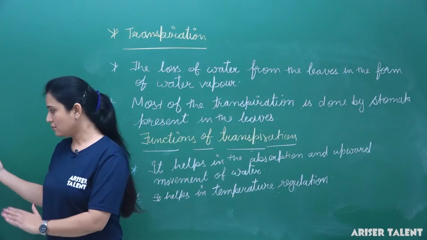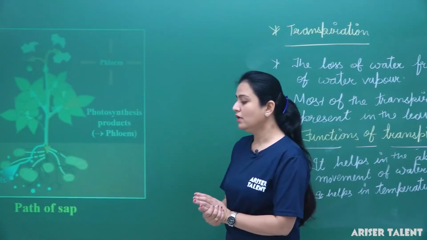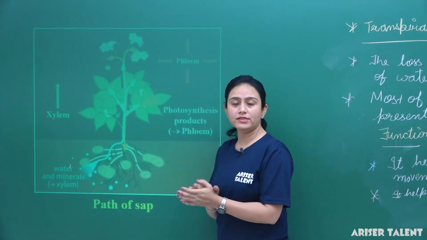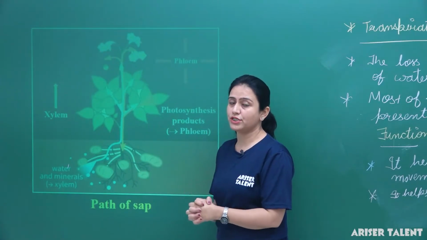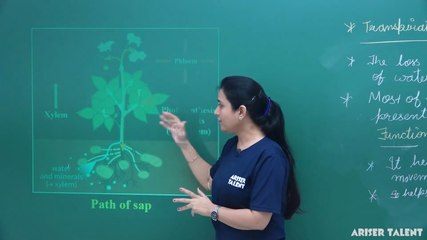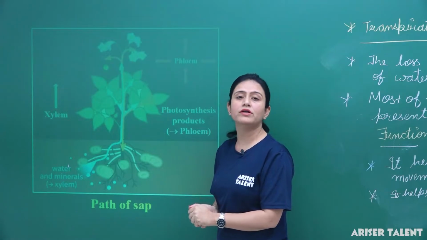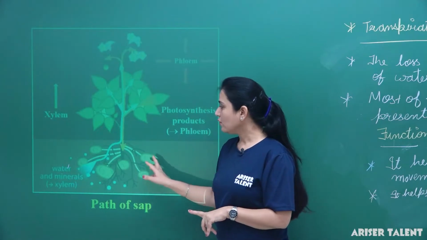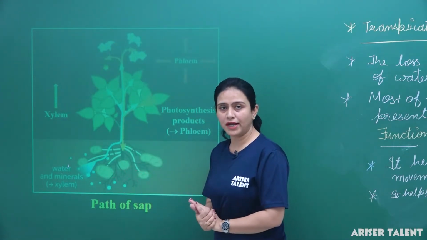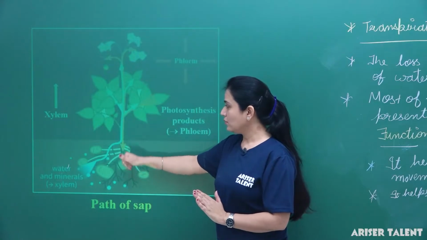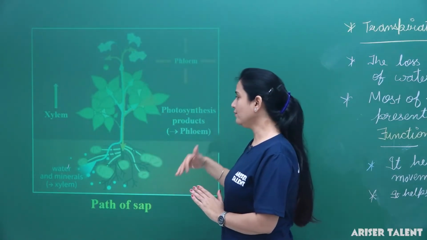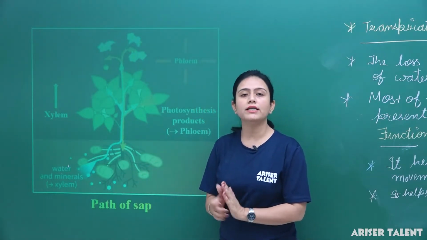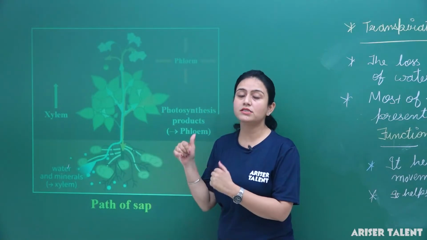So here let's come to the diagram. As I told you, transportation in plants generally completes in two ways. One is transportation of water and minerals. If we talk about the transportation of water and minerals, generally it completes in three processes. One was absorption of water and minerals by the root. Second was transportation of this water and mineral to the other parts, means upward movement of water, that is ascent of sap, and third one is transpiration.